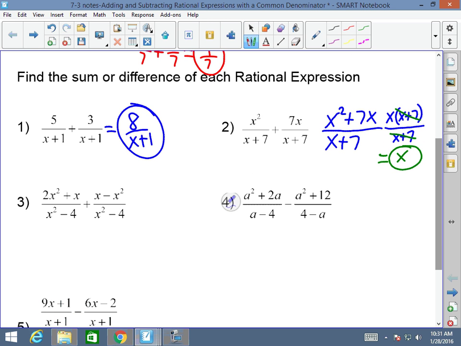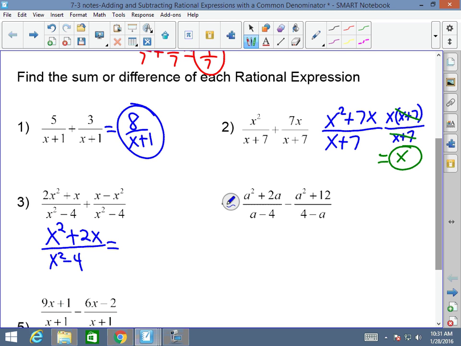Number 3. I got 2x squared plus x over x squared minus 4, plus x minus x squared over x squared minus 4. So 2x squared minus x squared is x squared. X plus x is plus x over x squared minus 4. Yes, sir, it is 2x, and maybe I should learn how to add. Thank you, sir. So 2x squared minus x squared is x squared. X plus x is usually 2x. Thank you very much, sir. And then I have over x squared minus 4.